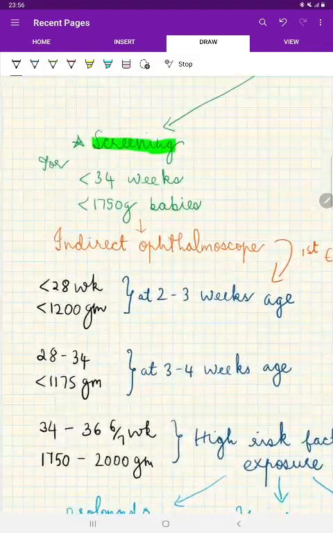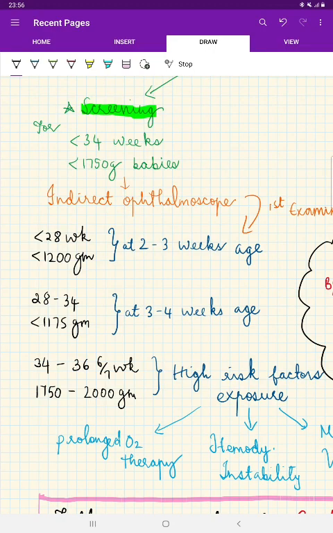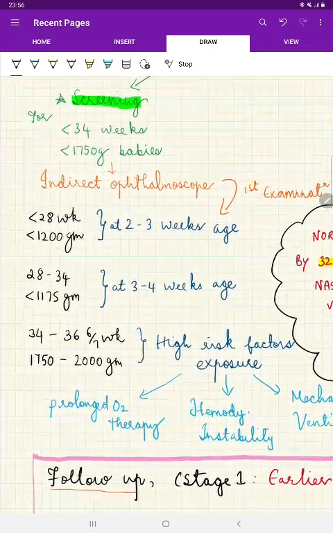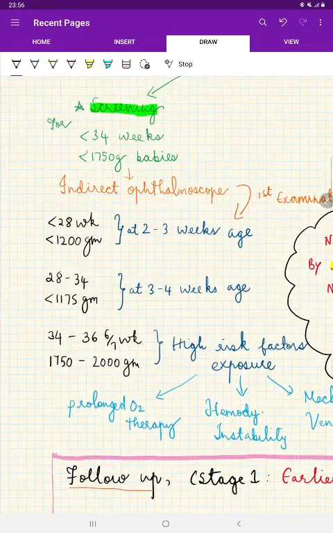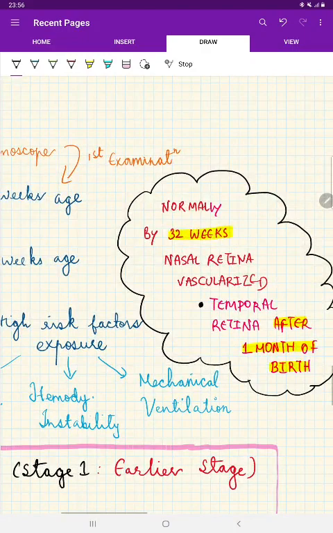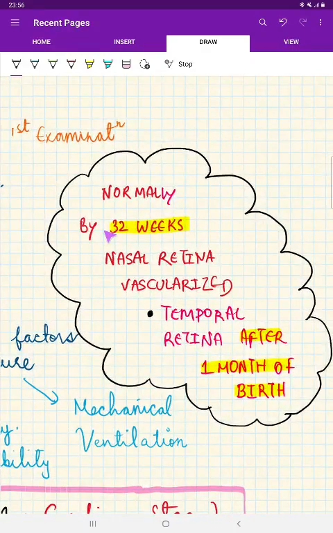Now, coming to screening and follow up. How to screen? Remember, we need to screen if the baby is born at less than 34 weeks of gestation, or the baby is less than 1.75 kg, that is 1750 gram. Now, what is the idea behind that? Remember, in the previous video also we discussed, normally by 32 weeks, that is by 8 months, the nasal retina is vascularized. That means the vessel reaches the nasal ora by 32 weeks. The temporal retina is vascularized completely after 1 month of birth.